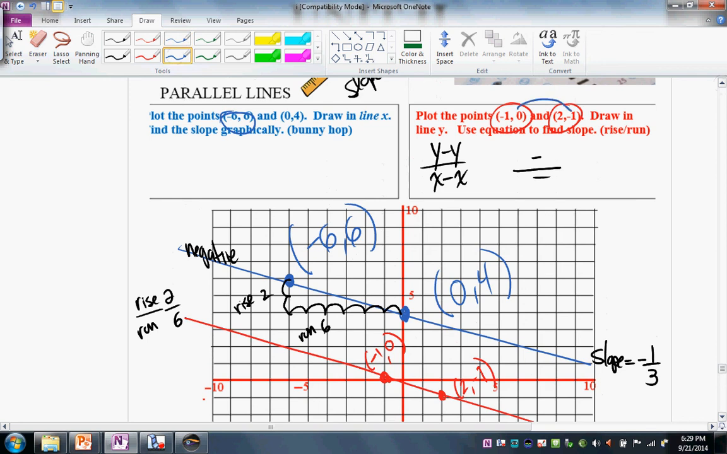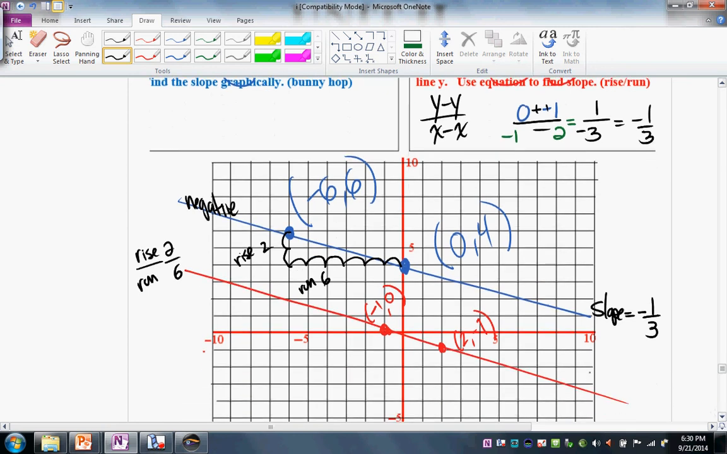Ready? We're going to put our y's on top, so 0 minus negative 1. And our x's down below, negative 1 minus 2. This double negative becomes positive 1 over negative 3. Again, the slope is negative 1/3. Now look what you have here. Slope equals negative 1/3. I want you to observe two things.